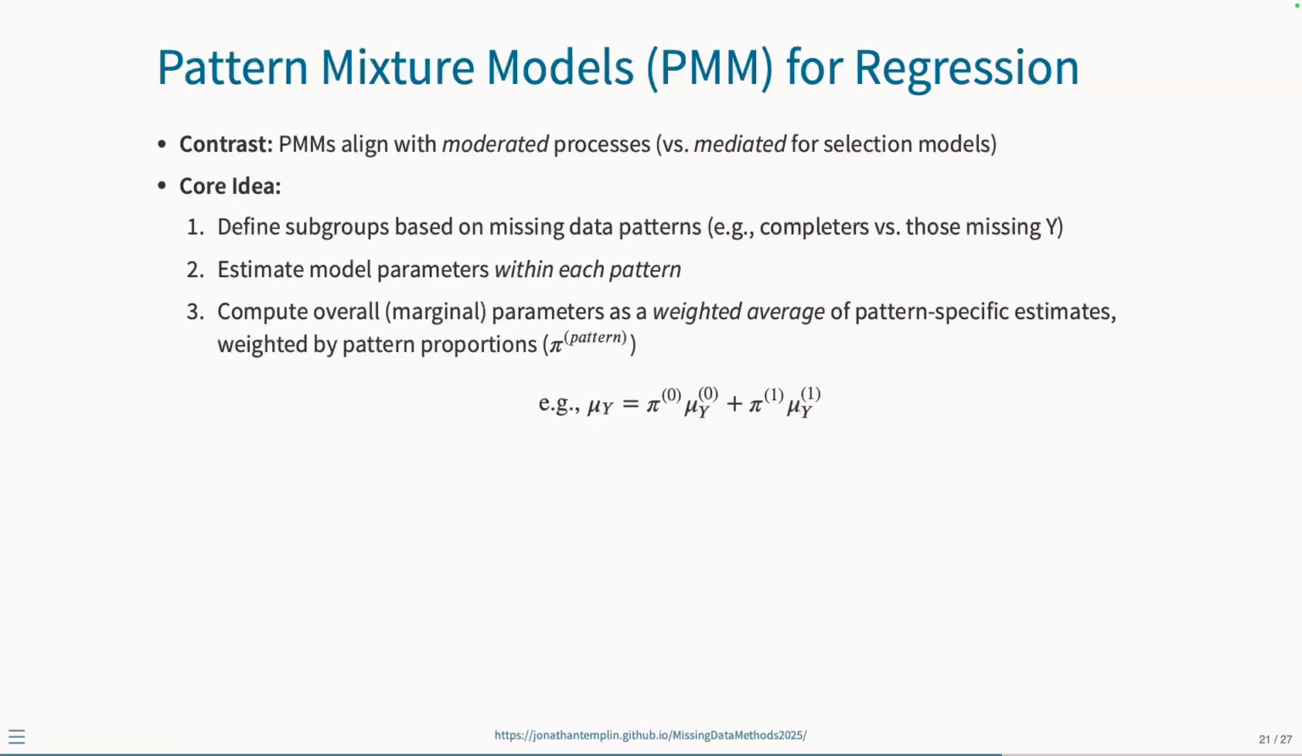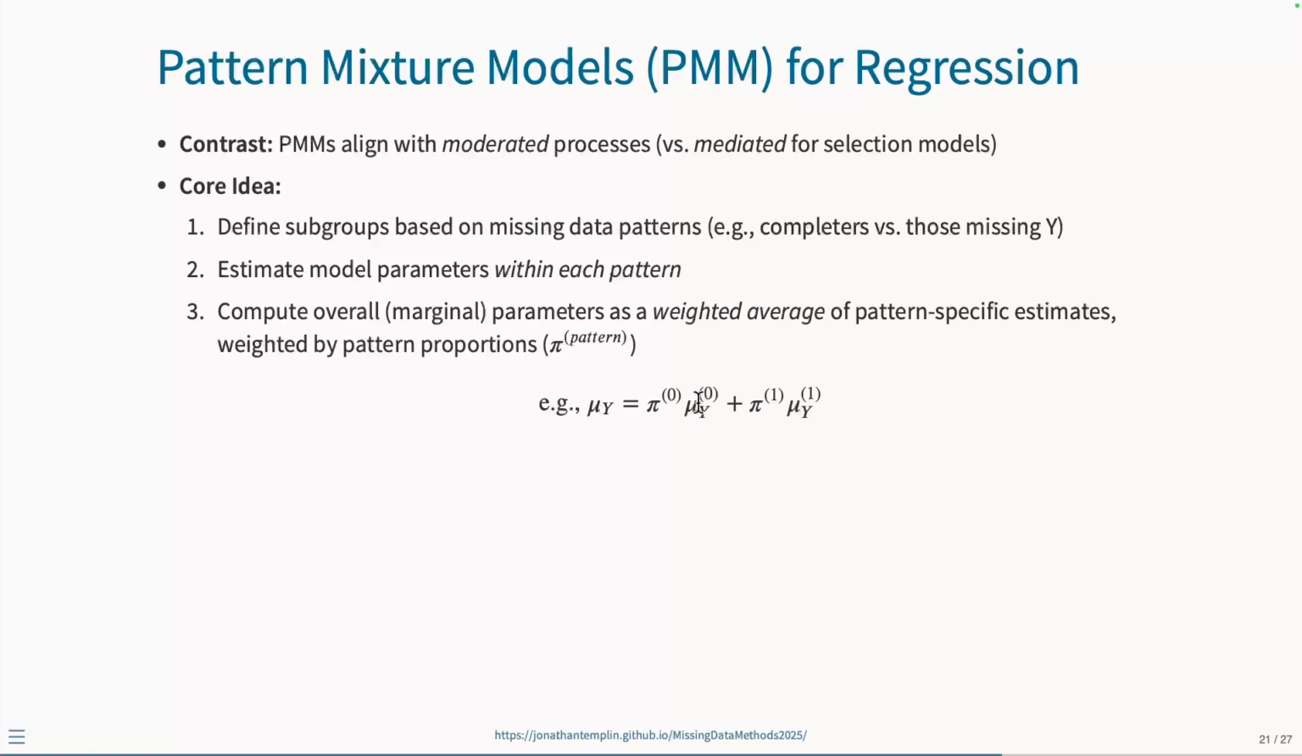All right. The other approach is pattern mixture modeling. Pattern mixture modeling is aligned with moderated processes, right? This is how missing data moderates the impact of the relationship of variables in your model. The core idea is to define subgroups based on missing data patterns, completers versus those missing Y. Estimate model parameters within each pattern, and then compute overall marginal parameters as a weighted average of pattern-specific estimates.